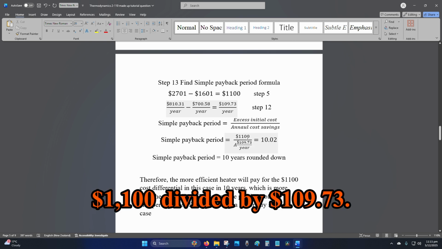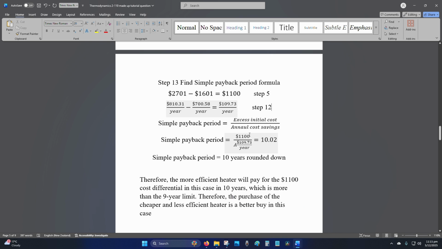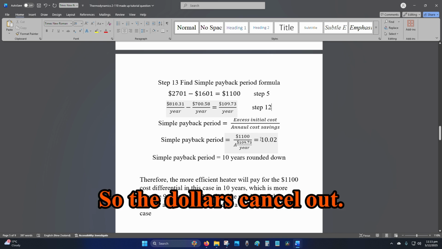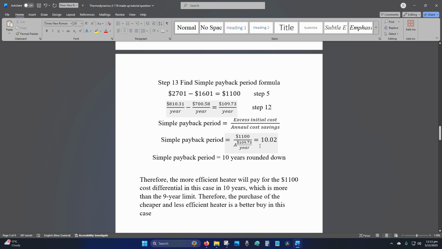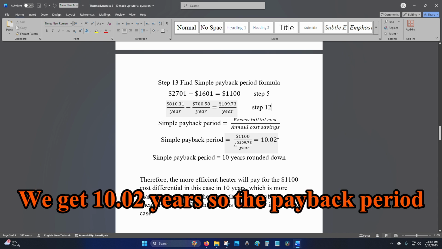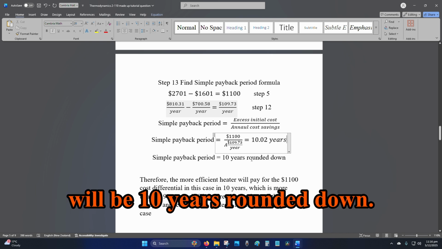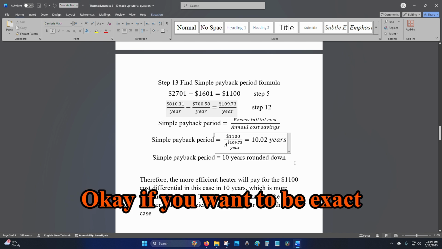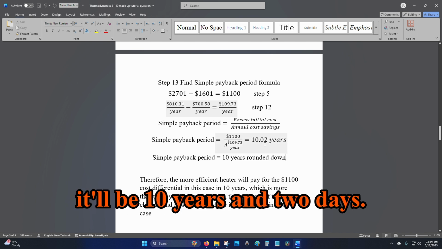So 1,100 divided by 109.73. So the dollars cancel out. We get 10.02 years. So the payback period will be 10 years, rounded down. Okay, if you want to be exact, it'll be 10 years and 2 days.